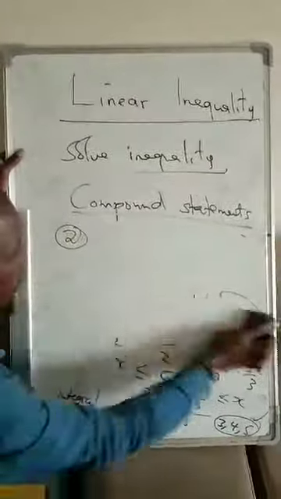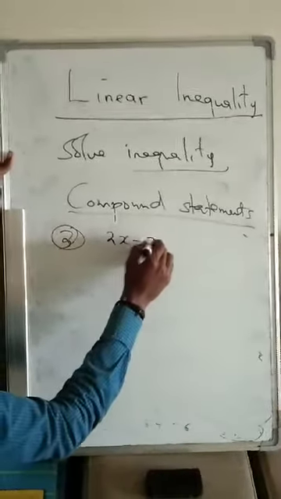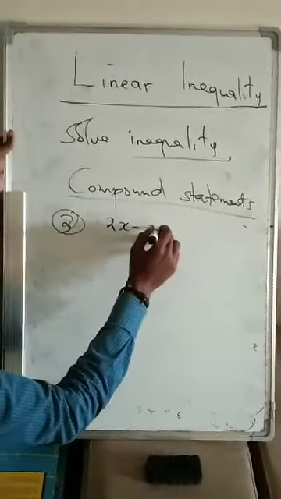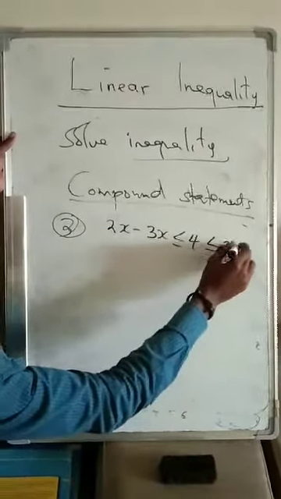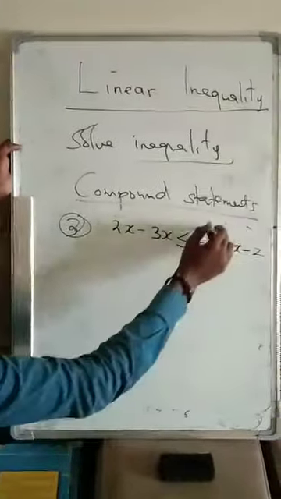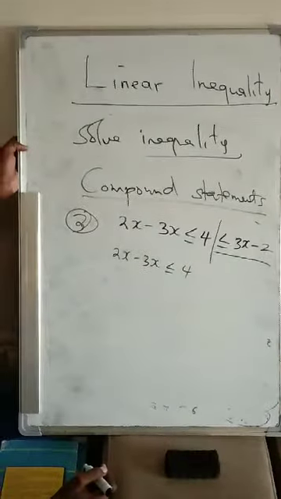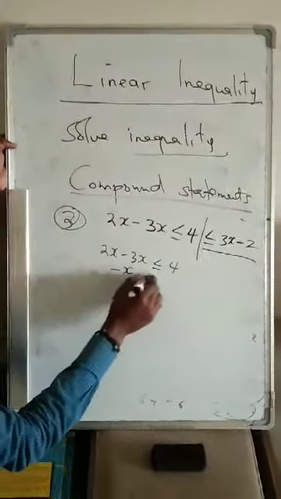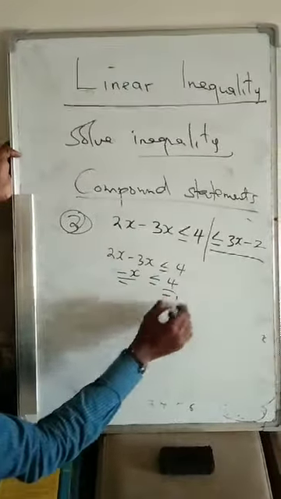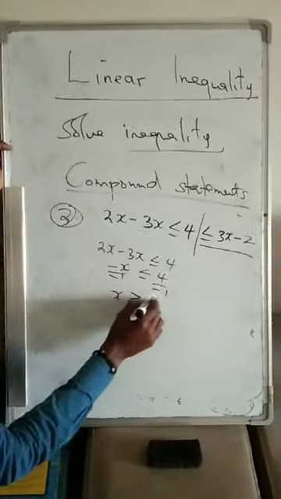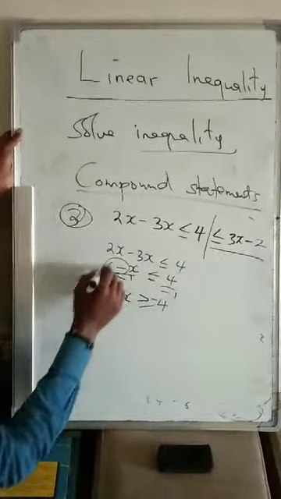Final part, we have 2x minus 3, x is less than or equal to 4, which is less than 3x minus 2. We close that point, so we have 2x minus 3x is less than or equal to 4. So what you do here, that becomes minus x is less than or equal to 4. Anytime the coefficient of x is negative, then you reverse the sign. So if we reverse the sign, it becomes x is greater than or equal to negative 4. We have reversed the sign because of this coefficient there.